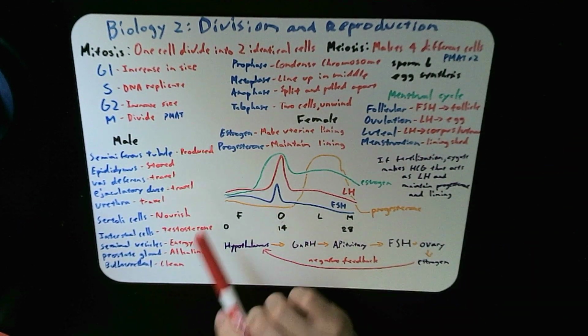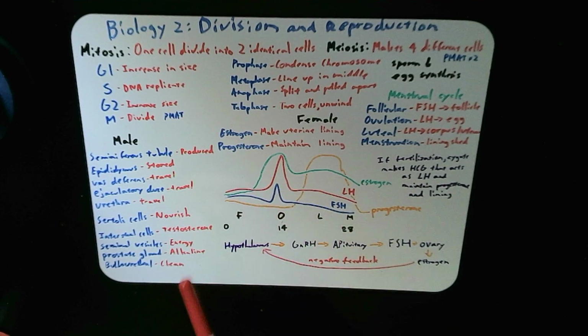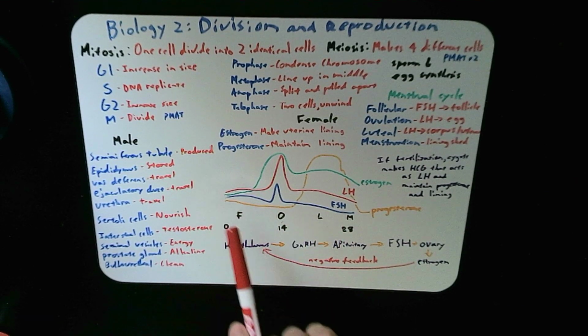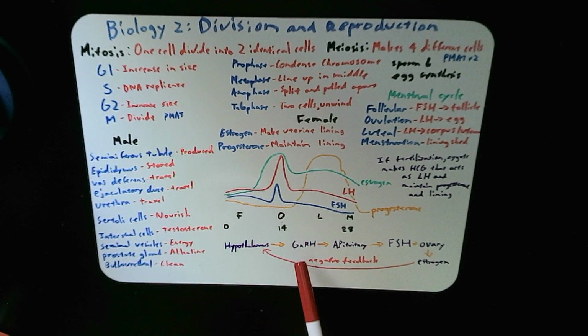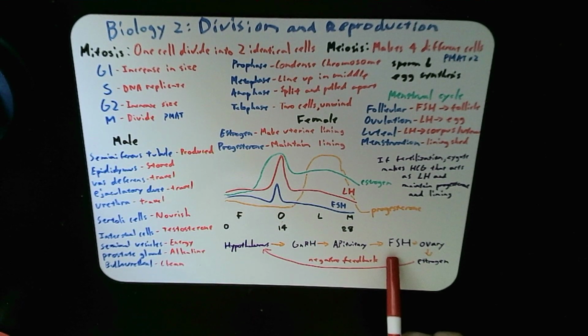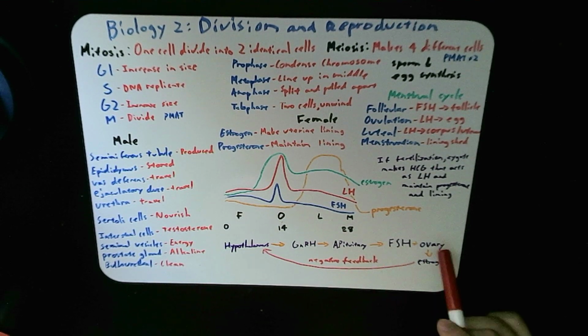Now, I have put them all together. We have initially the hypothalamus in the brain, which stimulates gonadotrophic releasing hormone, and that gonadotrophic releasing hormone acts on the anterior pituitary gland and allows it to release the follicular stimulating hormone, and that follicular stimulating hormone acts on the ovary to release estrogen.